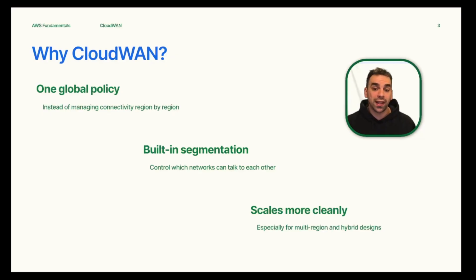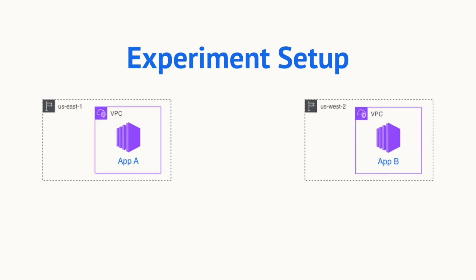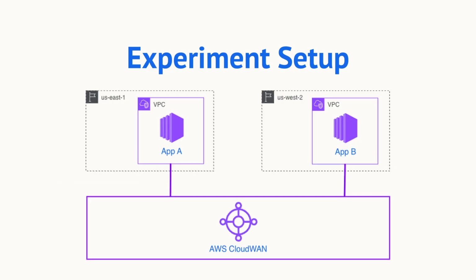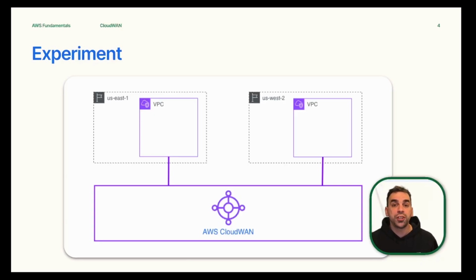Now that we understand what Cloud WAN is and why we'd use it, let's put it into practice. For this experiment, we're going to recreate this architecture by deploying a VPC in US East 1 and another VPC in US West 2, then connecting both of them into a single AWS Cloud WAN core network. We'll use Terraform to stand up the VPCs and the EC2 instances running in them, and then in the console, we'll walk through the Cloud WAN setup piece by piece, so you can clearly see how the network comes together. The goal is simple: build a cross-region network where both VPCs are attached into Cloud WAN, and then verify that connectivity is flowing through that centralized network.